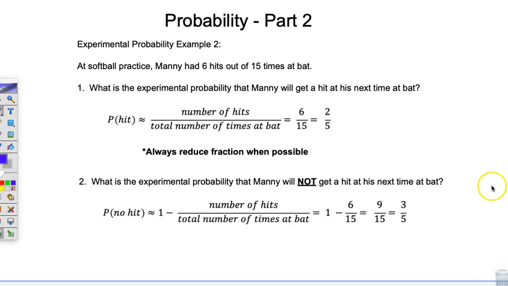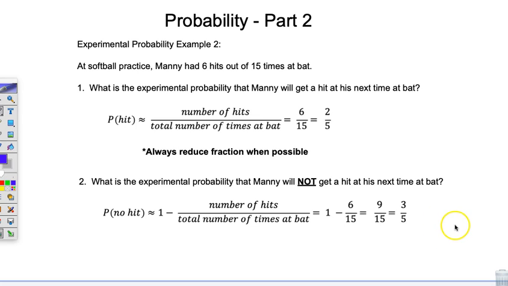Example 2, let's say you have a softball practice and Manny had 6 hits out of 15 times at bat. What is the probability that he will get a hit his next time at bat? So again, P is standing for probability. This is what we're actually conducting the experiment on, the number of hits. So we take the number of hits divided by the total number of at-bats, we get 6 out of 15. Whenever you can reduce your fraction or probability, you should. So dividing each by 3, we get 2/5.